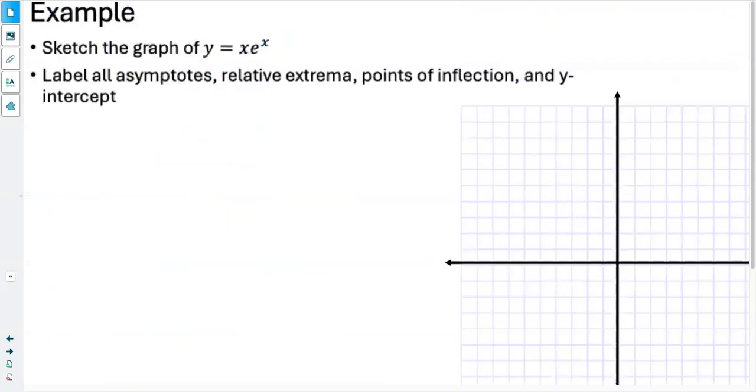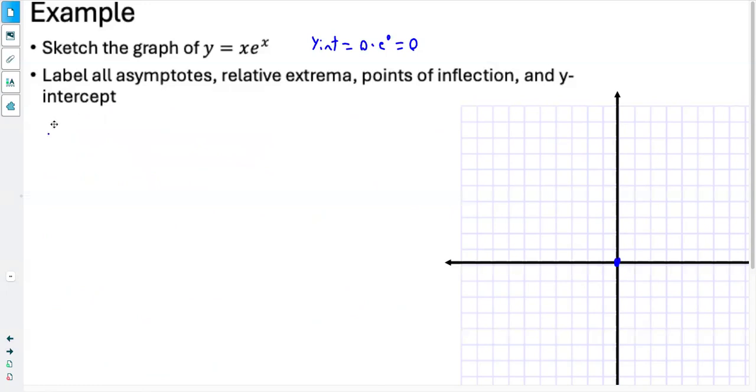Okay, one last example. We want to sketch the graph of y equals x times e to the x. I'm going to label all asymptotes relative to extrema, points of inflection, and y-intercept. So I might just quickly get our y-intercept right now. That occurs when x equals 0, so that'd be 0 times e to the 0, so our y-intercept is at 0.